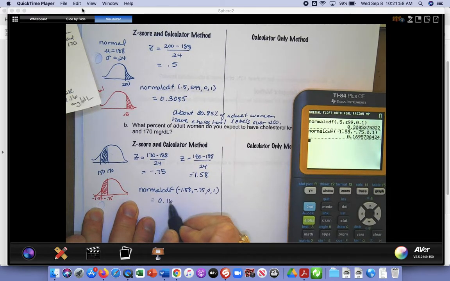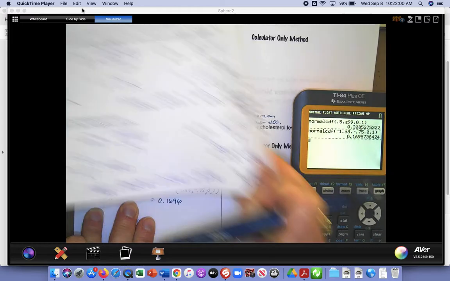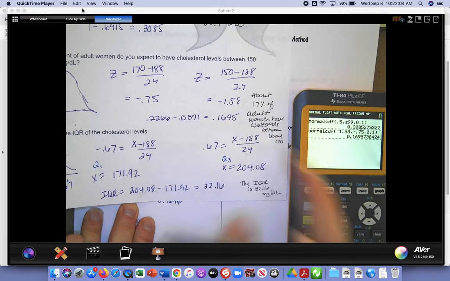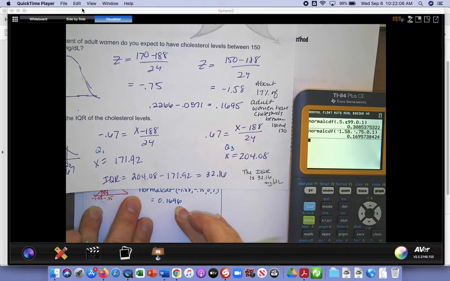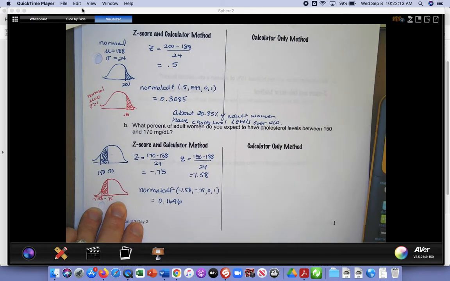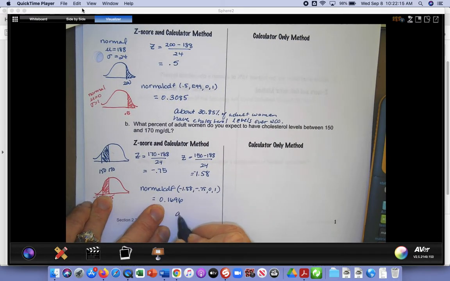Again, I'm going to round that to 4 decimal places, as that's what it would have been rounded to on the chart. And I'm getting a slightly different answer just because I can be a little bit more exact here. But otherwise, it's the same. I would write the same summary statement.